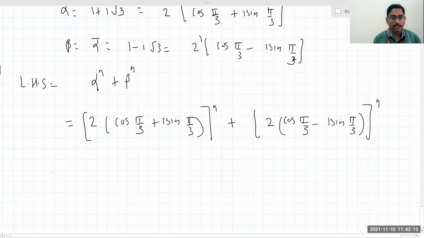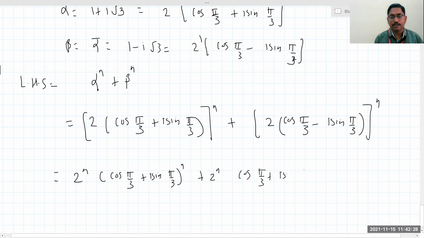So law of indices and De Moivre's theorem you can apply here. So it is 2 raised to n cos pi by 3 plus i sin pi by 3 raised to n plus 2 raised to n cos pi by 3 minus i sin pi by 3 raised to n. Now here at this step you apply De Moivre's theorem. Okay, I should write minus here, no? It's not plus.